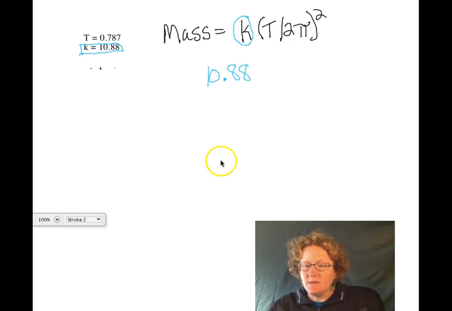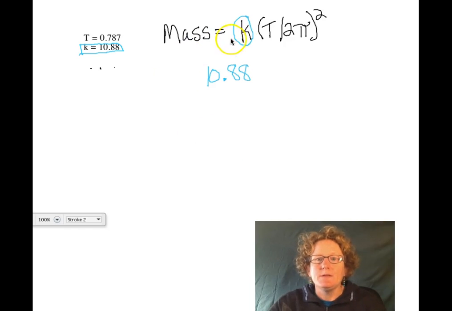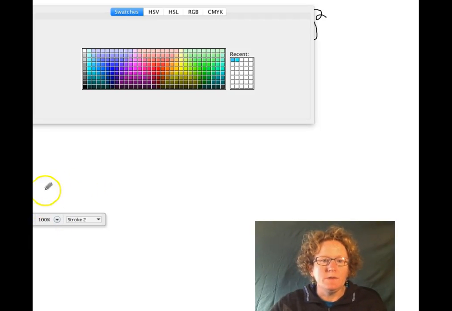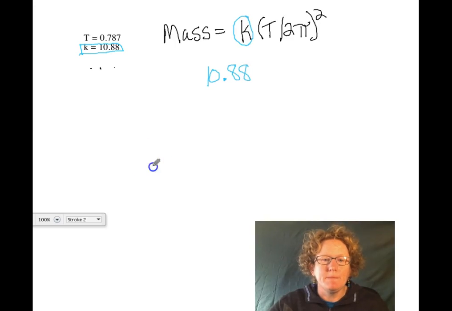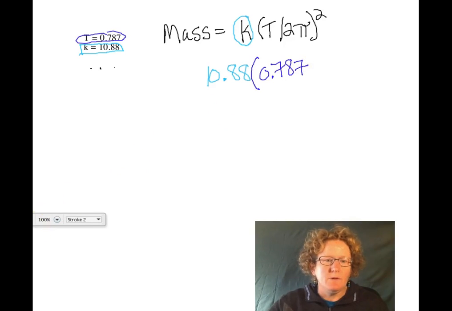So here's how we calculate the mass for the yellow object that we just found the period for. Here's the equation that I took from the lab sheet. Mass equals K times T divided by 2 pi, squared. We know K, the spring constant, we got that from the table. We also know the period, T here, so we can put that in, 0.787. We know what pi is.